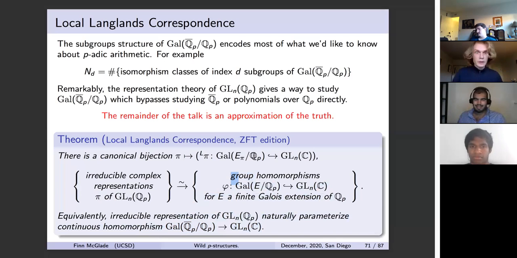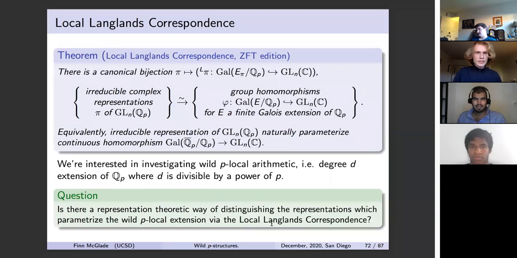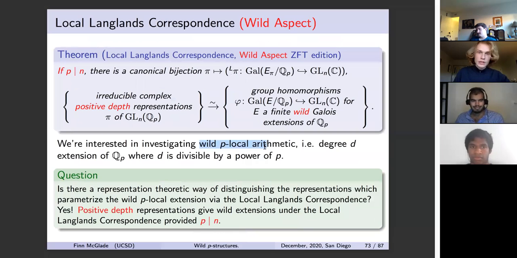Perfect. Okay. So as I was saying, I want to study the wild p-local arithmetic, and I want to find some concept in representation theory which is going to let me do this. And people have found it. It's called positive depth. It turns out that positive depth representations will give wild extensions, but you have to assume that p divides n. We'll see an example of this. But this is what the correspondence looks like. This is the wild aspect of the local Langlands correspondence.